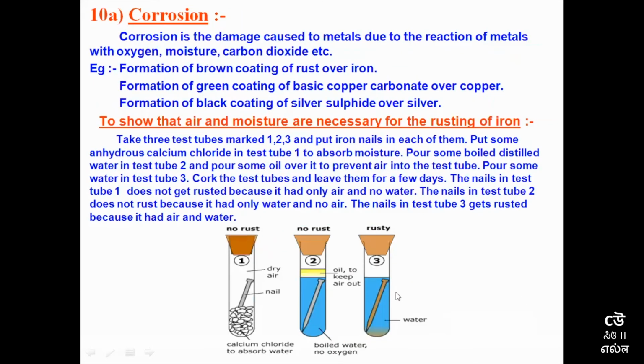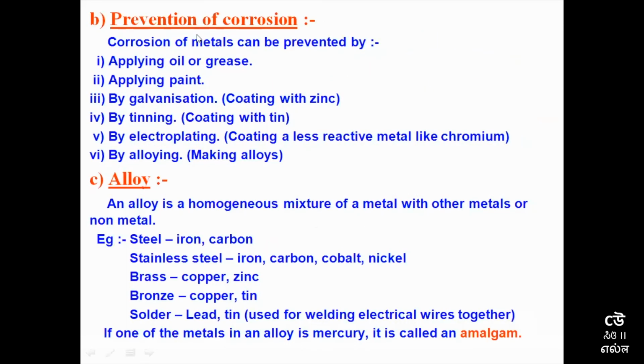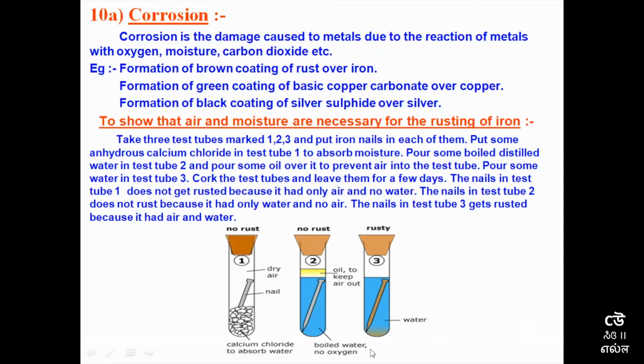Moving on to the next segment, which is about corrosion. Corrosion is not applicable to all metals. There are a few metals which are majorly affected by corrosion. So we will say that corrosion is basically the damage which is caused to metals due to the reaction of metal with oxygen, moisture or carbon dioxide gas. An example of this could be the formation of a brown coating of rust over iron.